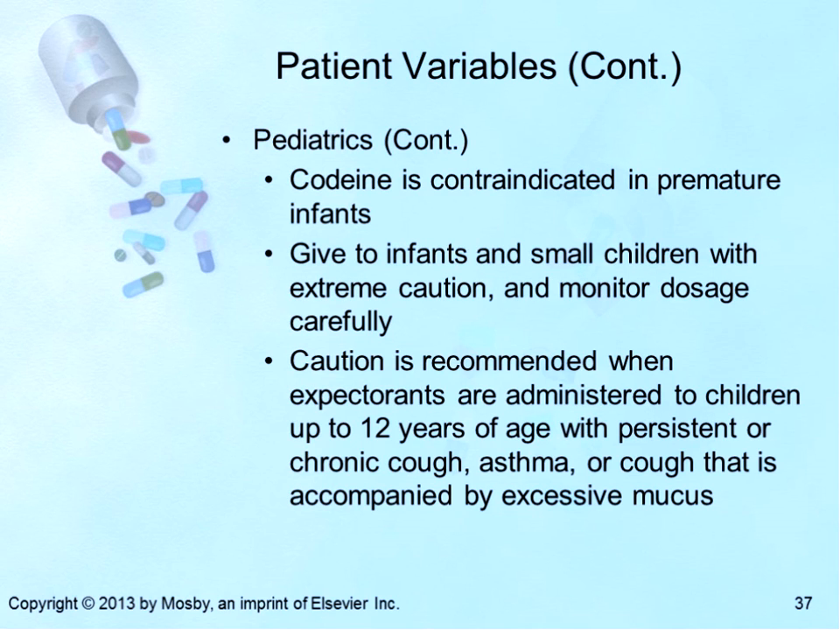Do not use codeine in premature infants. Opiates do cross the immature blood-brain barrier to a great extent, producing significant respiratory depression. Give to infants and small children with extreme caution and monitor the dosage carefully.